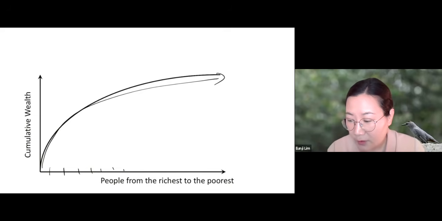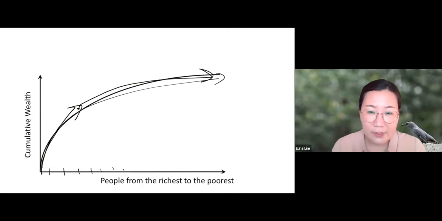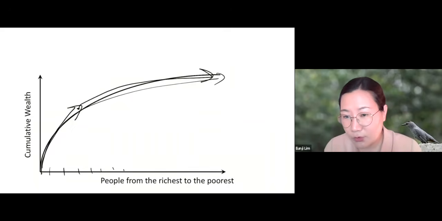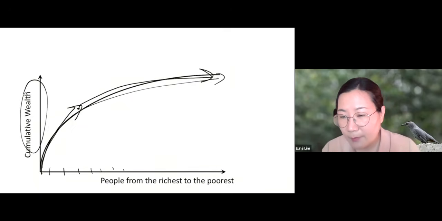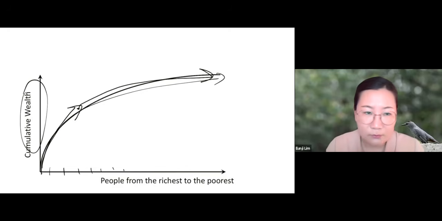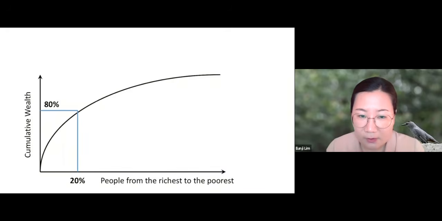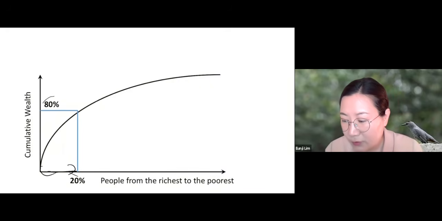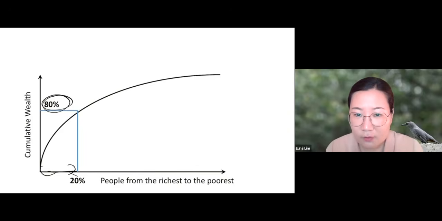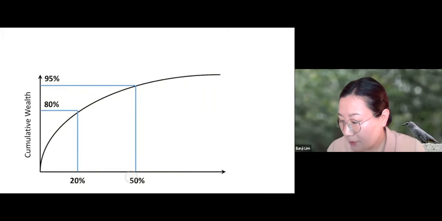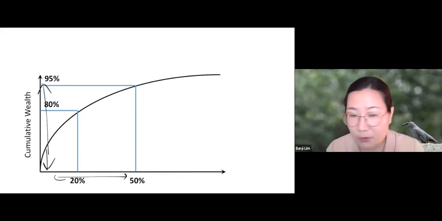At the beginning, the graph goes up very fast, and then it slows down. This is called the Pareto chart. What he discovered is that a significant portion of the total wealth is owned by a small number of people. In fact, he found out that only 20% of people own 80% of the total wealth. This is called the 20-80 rule. And also, 50% of the people own 95% of the total wealth.